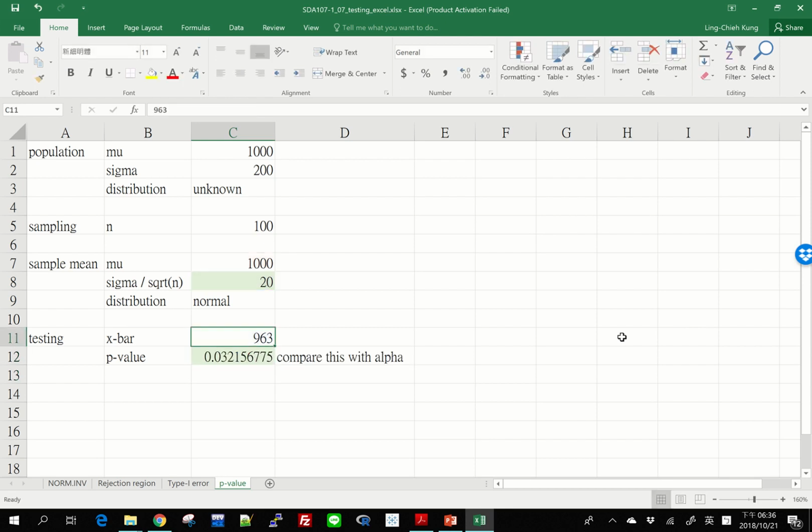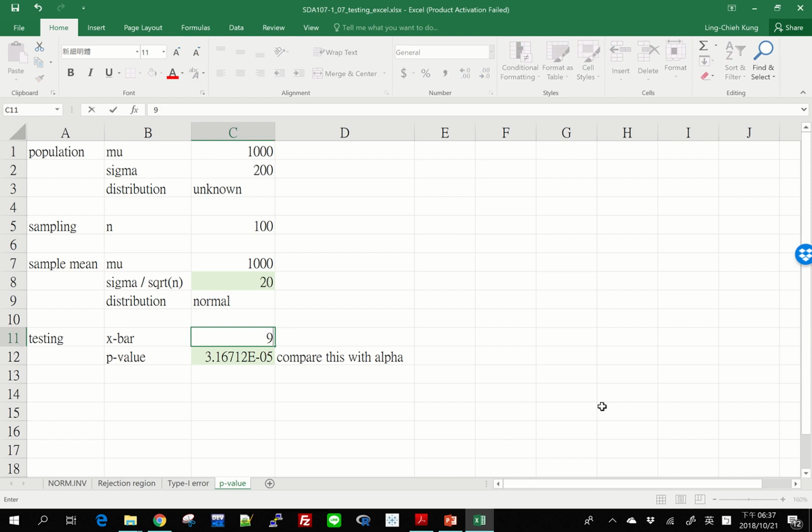Like previously, when we have 963, we say that, well, roughly speaking, the probability of seeing that when our population mean is indeed 1000 is not small enough, so we don't reject H0. If this number is smaller, let's say 920, then this probability is so small. What does that mean? If your mean is really 1000, it's almost impossible for you to see this value. Then we believe the mean cannot be 1000. Okay, so that's the whole idea about p-value.